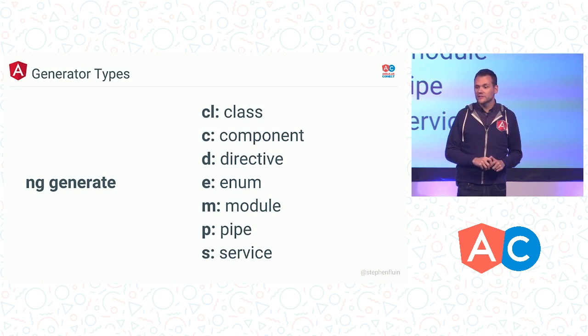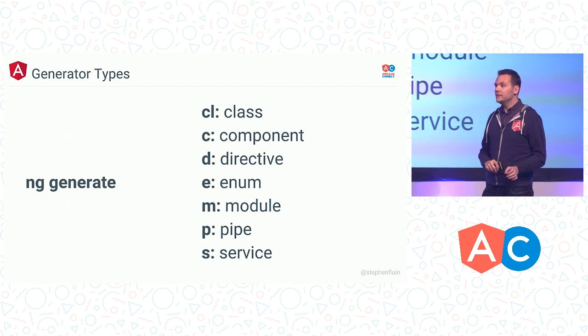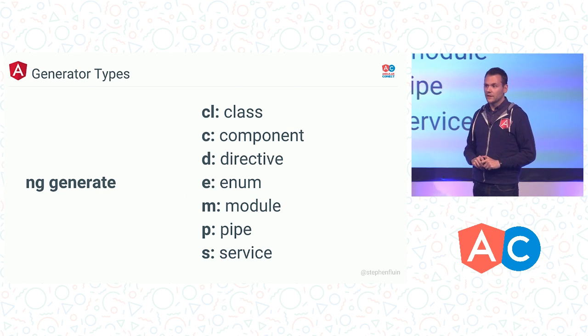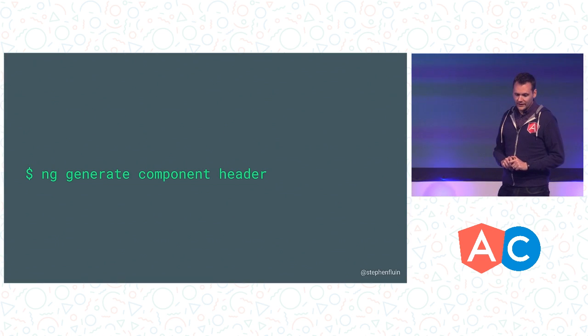So right now, the Angular CLI can build classes, components, directives, enums, modules, pipes, and services. And with each of these things, you're going to get a different blueprint coming in, and they're going to have a little bit different parameters that you could be passing. But you've got all of those best practices baked in, and you've also got a couple more magical things.